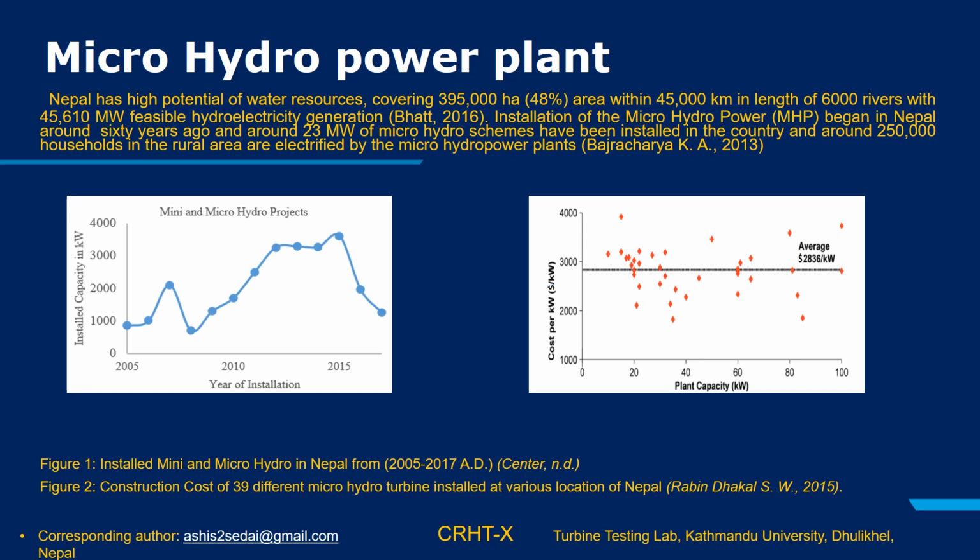And figure 2 represents the construction cost of different micro hydropower plants installed at various locations of Nepal. It presents that the cost comes around 2836 per kilowatt. So this is the general concept of the micro hydropower plant, and the research topic, that is gravitational water vortex power plant, also comes under micro hydro power plant.